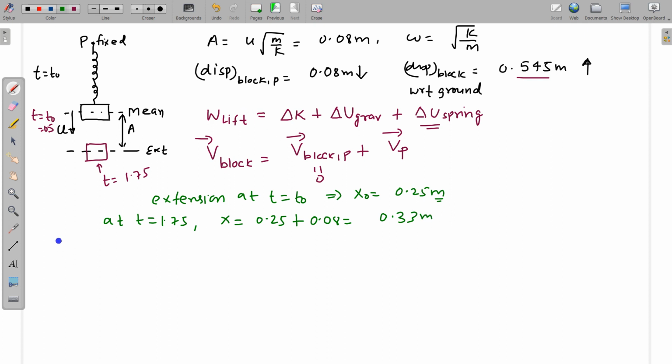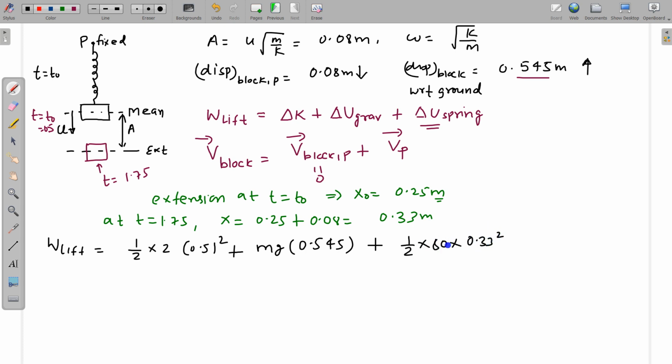So let us write the expression of work. Work done by this lifting force is equal to change in kinetic energy, which is half m u square. And what is the value of u here? U is 0.5. Change in gravitational potential energy, this is mg multiplied by the height raised. Potential energy change is positive. Half k is 80, and this is 0.33 square. Initially spring was in natural length. If we add all this, we will get 15.5 joule. So this is the answer for work done by the lifting force.